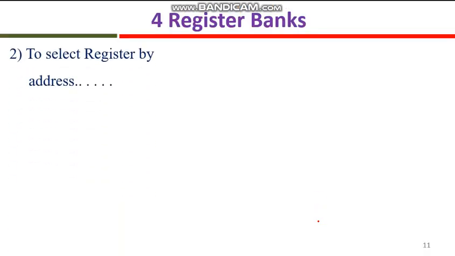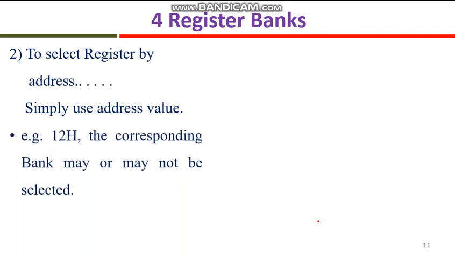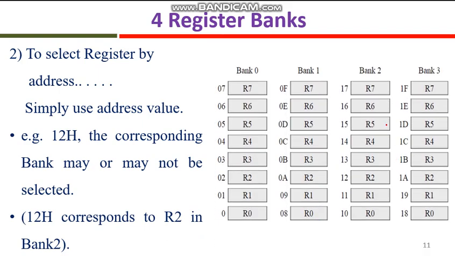If you want to call them by their address, then no issue. Each will have a unique address. So when we say 12H, there is only one 12H. We don't have to specify it is R2 of bank 2. We are calling it by its unique address 12H, so it will access R2. If we say address 0AH, it will access R2 but of bank 1 automatically. If I want to access by name, then I have to decide which bank. So calling by address will be very easy.